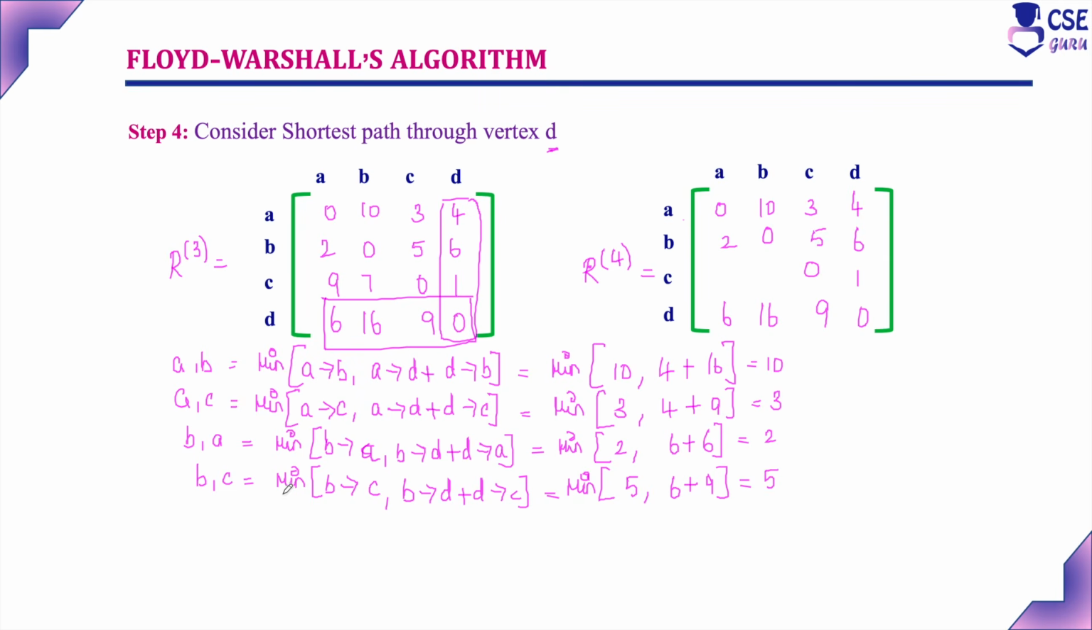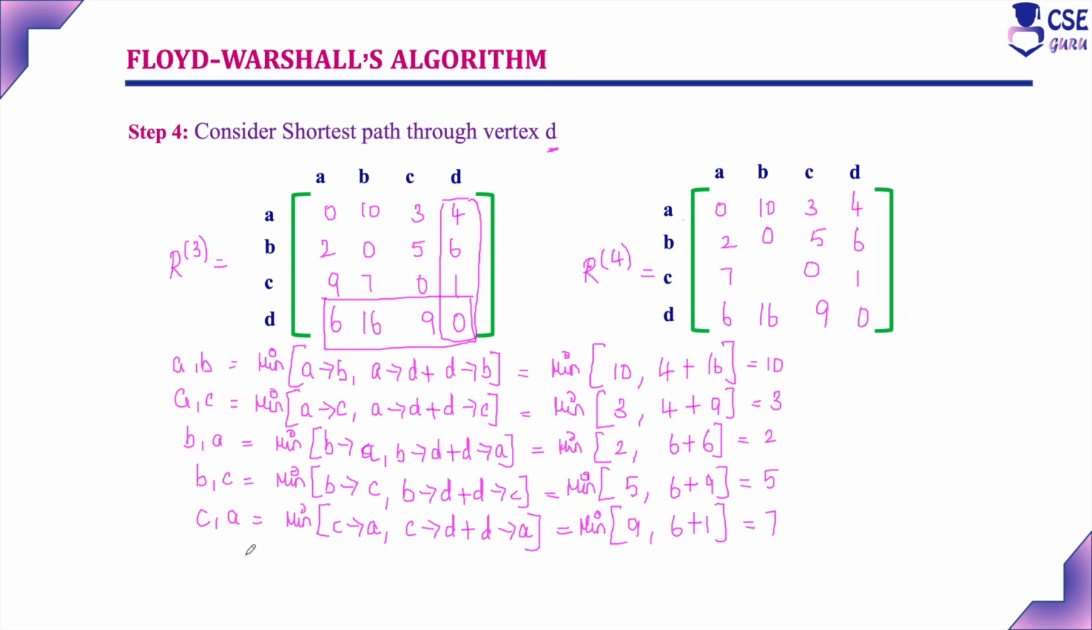Next, C to A. Minimum of C to A, comma, C to D plus D to A. So C to A value is already 9. C to D is 1 and D to A is 6. So 6 plus 1, the minimum value we will get is 7.